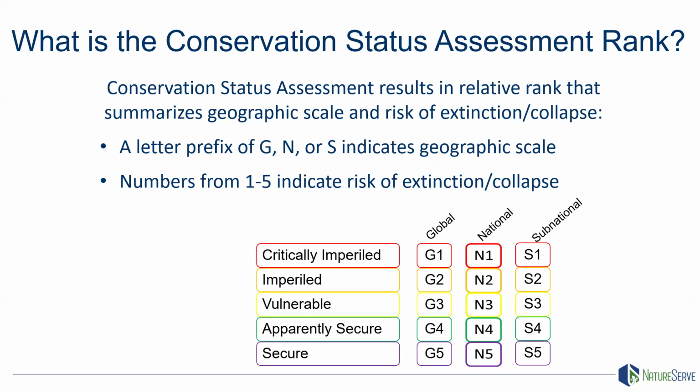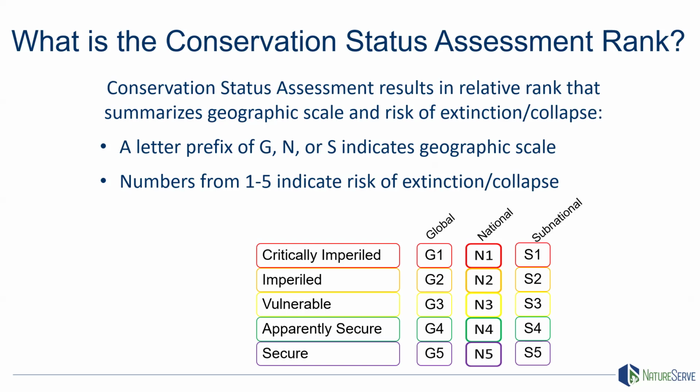The conservation status assessment results in a relative rank that describes the geographic scale and extinction risk of the species, or elimination risk of the ecosystem assessed. A letter prefix indicates the geographic scale, G for global, N for national, or S for subnational. The number, on a scale of 1 to 5, indicates extinction risk for the geographic scope indicated. 1 is the highest extinction risk category, and 5 is the lowest extinction risk category, indicating a species is secure.